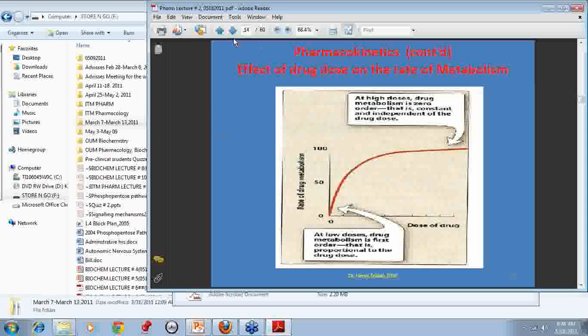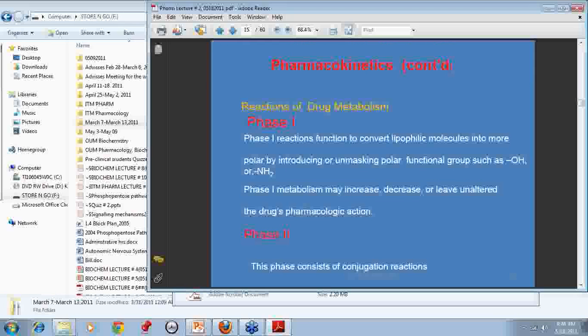When we talk about reactions of drug metabolism, you have to consider phase 1 and phase 2. Phase 1 functions to convert lipophilic molecules into more hydrophilic molecules. So you play around a little bit with the structure of the drug, and you can do that by unmasking polar functional groups, for instance. And of course, the outcome of phase 1 metabolism can decrease, increase, or leave the activity unchanged. With phase 2, you're dealing with conjugation reactions.